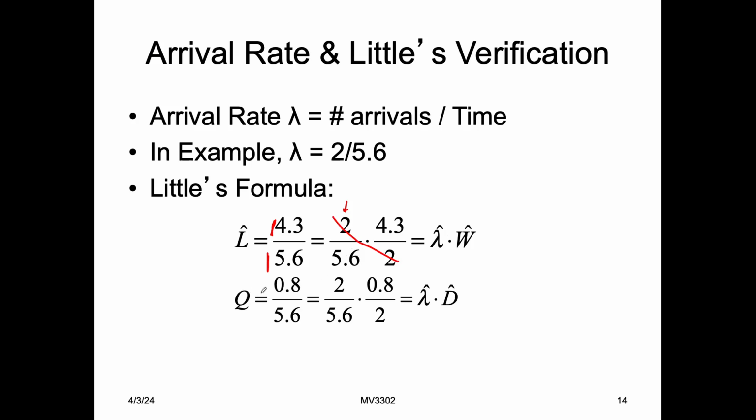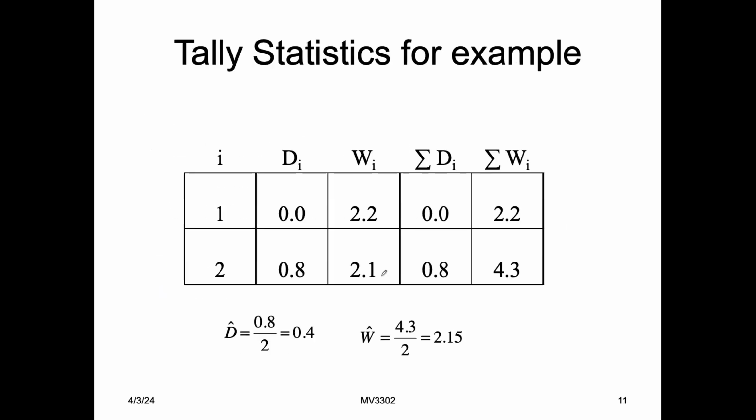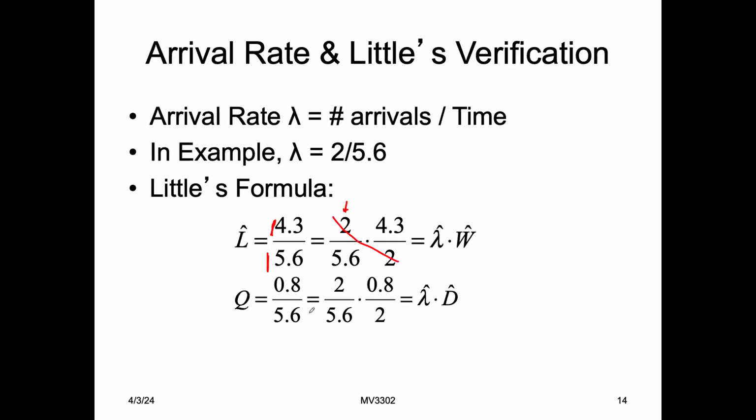Likewise, for the number in the queue, the average number in the queue was 0.8 over 5.6, the area under the curve. The arrival rate is still 2 over 5.6. The total delay in the queue was 0.8, because we had one guy who stayed there for 0 and another guy who stayed there for 0.8. Again, the 2's cancel, and we get an exact result there.